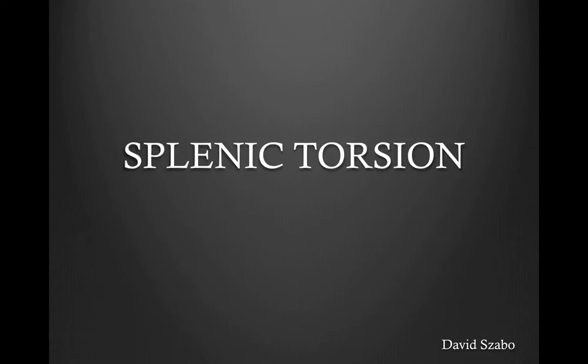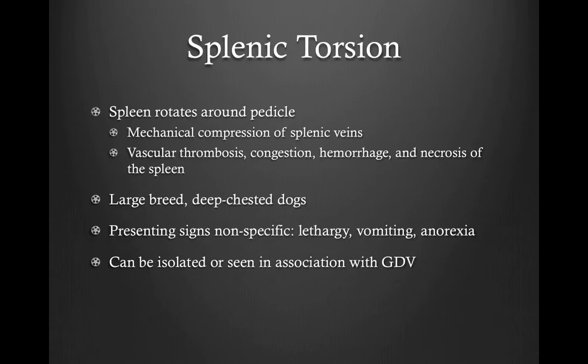This is a brief presentation going over splenic torsion in the dog. So splenic torsion occurs when the spleen rotates around its pedicle. This causes a mechanical compression of the splenic veins and leads to vascular thrombosis, congestion, hemorrhage, and necrosis of the spleen. It's most typically seen in large breed deep-chested dogs, and the presenting signs really are nonspecific.